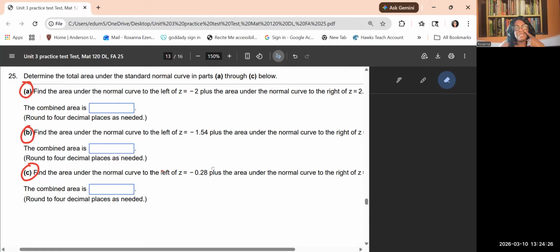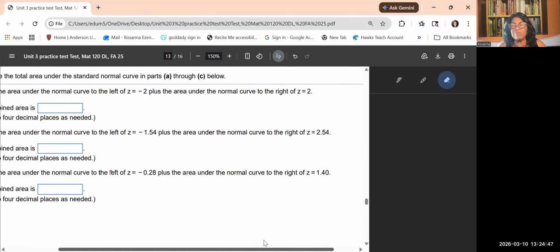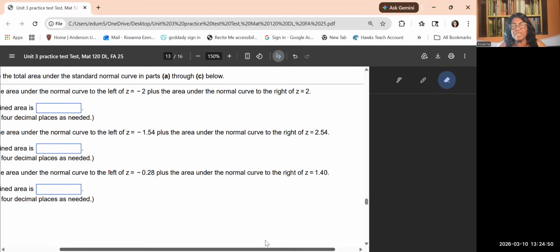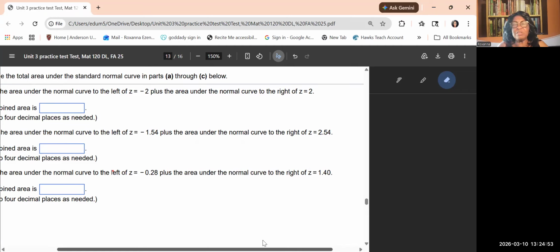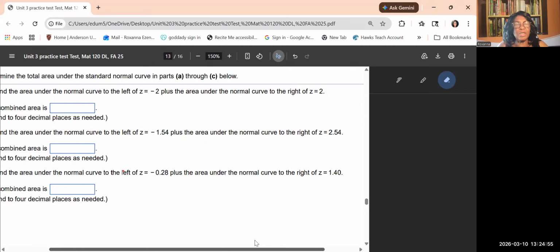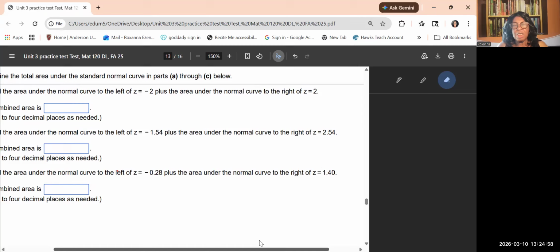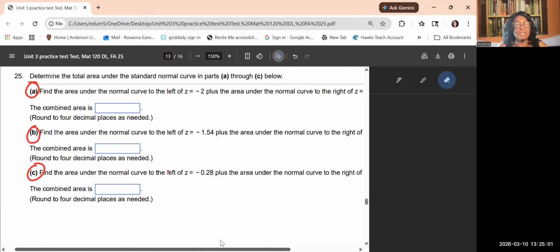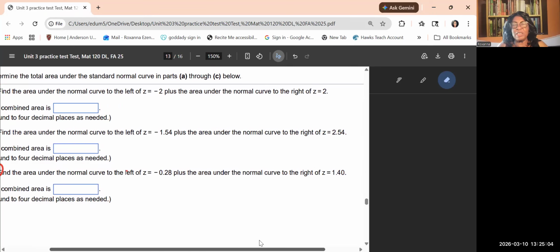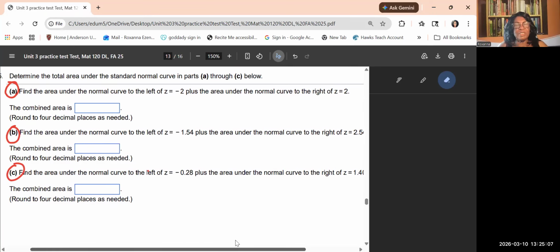Question B of number 25. It says find the area under the normal curve to the left of -1.54 plus the area under the normal curve to the right of positive 2.54. Now watch this. These numbers are not the same. The absolute values of these numbers are not the same, so you cannot just find one and multiply by 2. You have to find them individually. So let's go ahead and find them individually.